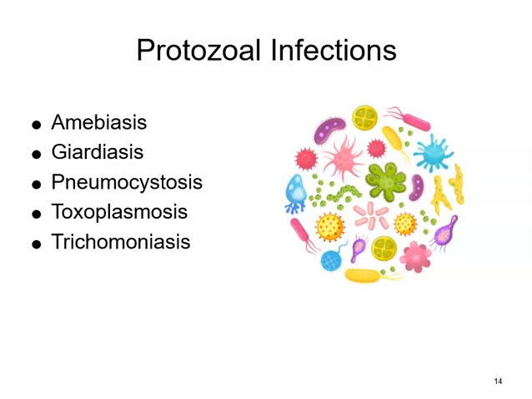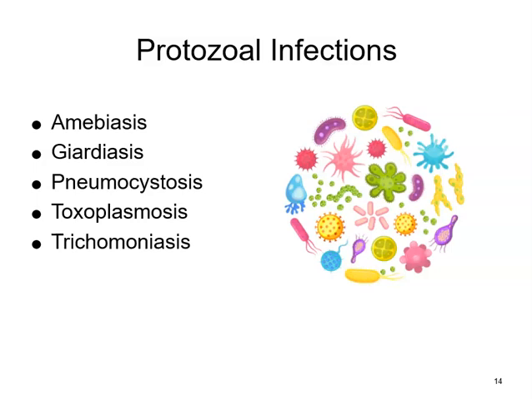Now, trichomoniasis, often called trich, is a common sexually transmitted infection caused by Trichomonas vaginalis. There are some signs and symptoms in females. Men are often asymptomatic, but it is spread through intimate contact.